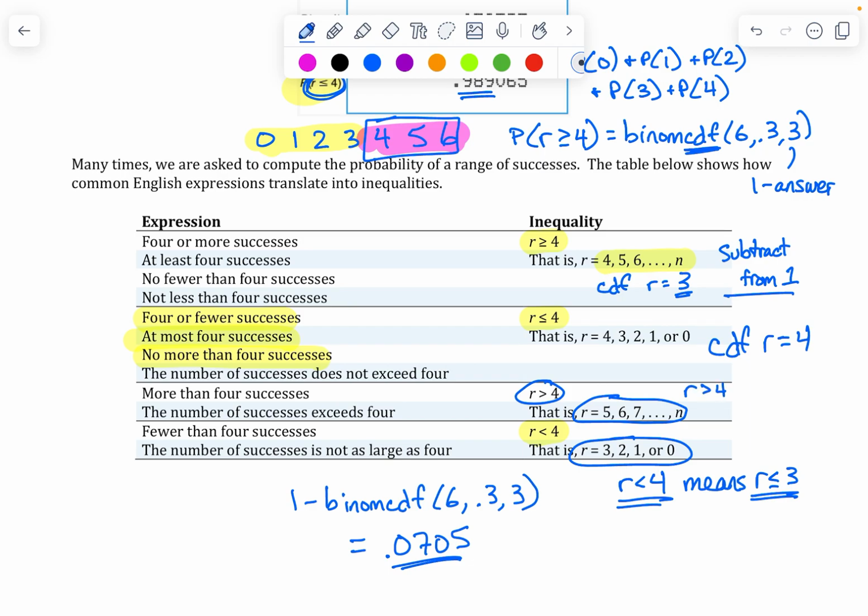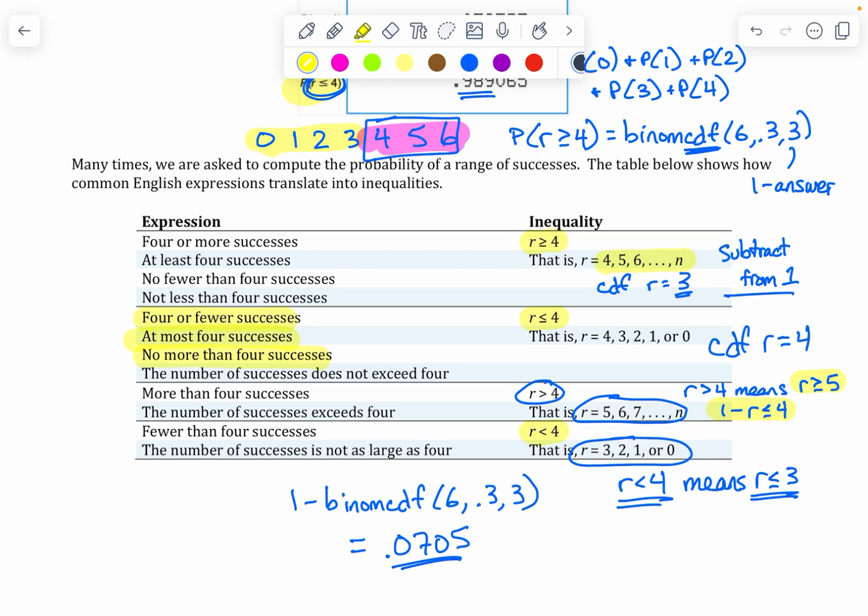R greater than 4 means 1 minus R less than or equal to 4, because that's R greater than or equal to 5. Greater than 4 means 5 or more, which is the complement of 4 or less. So really understanding that complement idea from last unit is helpful. All right, so I know it's a bit confusing, so try your luck on the calculator, but you should be okay after a few attempts, okay?